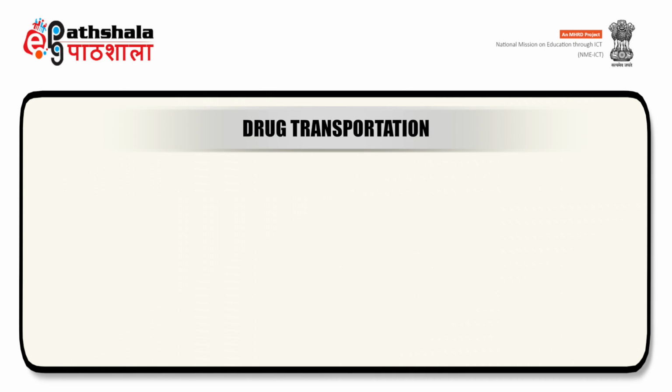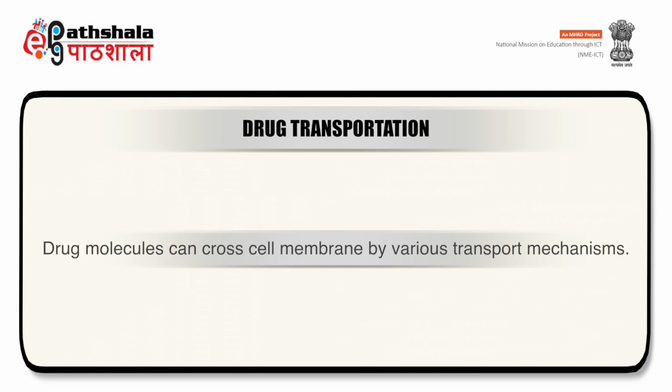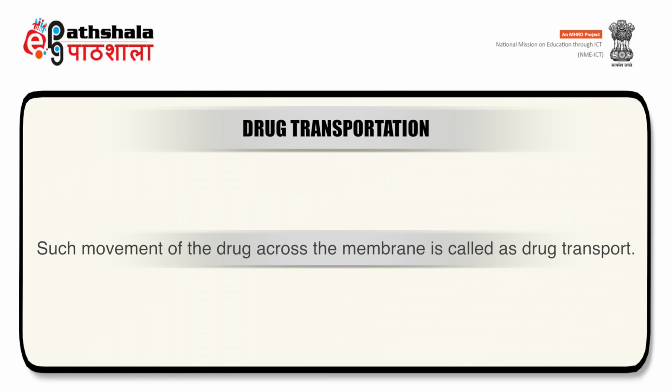Now, we will discuss drug transportation. When a drug is in soluble state, it must pass through one or more biological membranes to be absorbed and distributed into the organs and tissues. Drug molecules can cross the cell membrane by various transport mechanisms. Such movement of drug across the membrane is called drug transport.